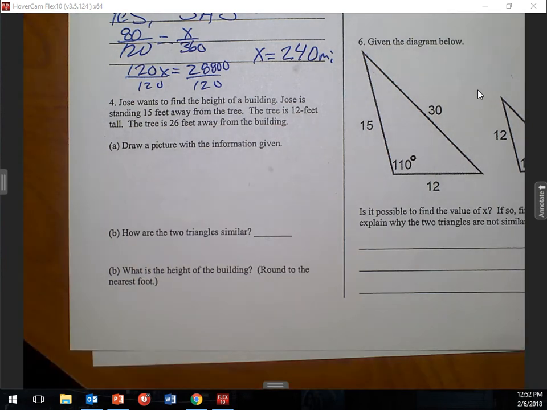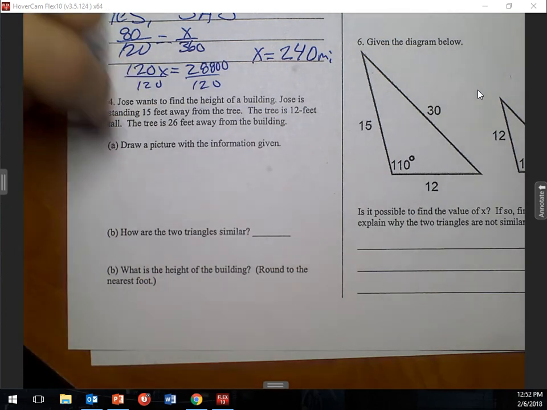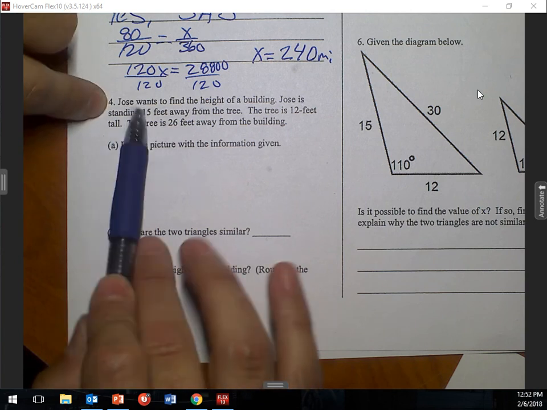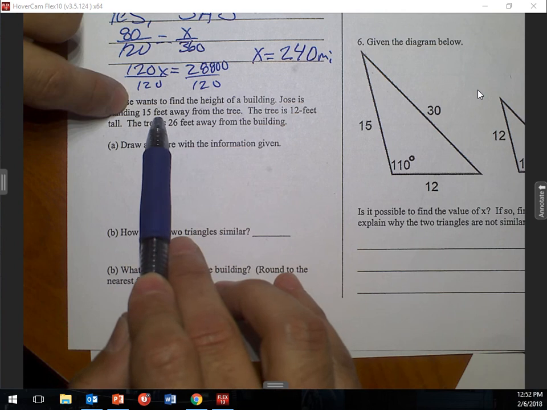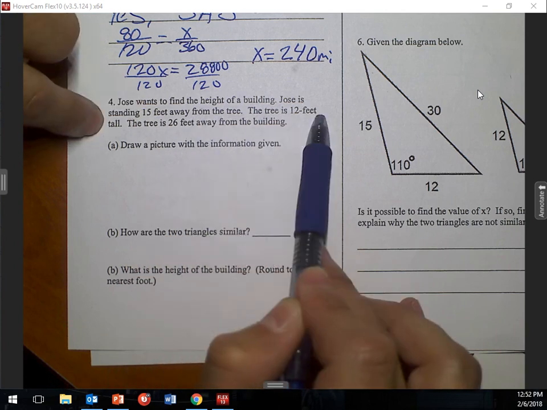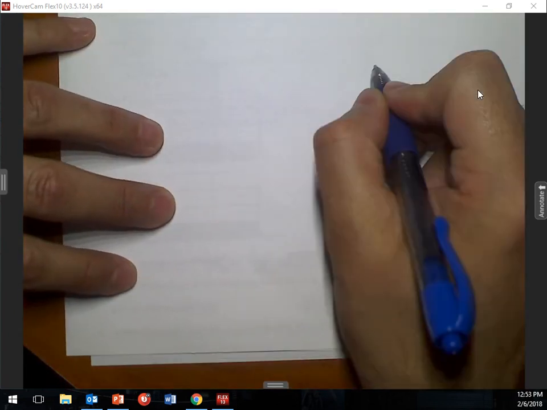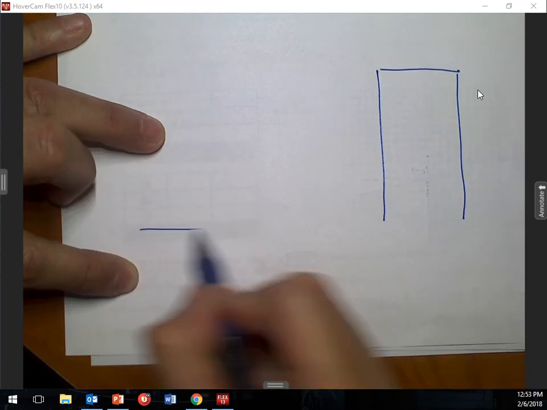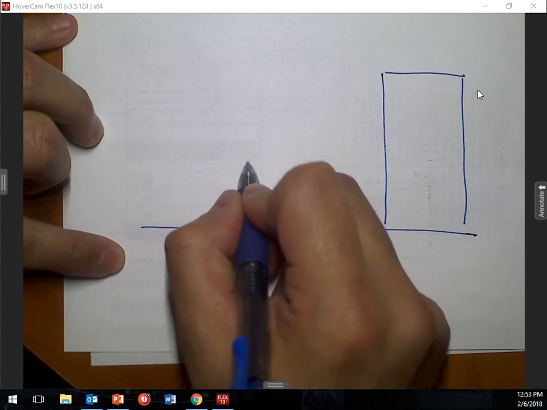Okay, you ready? So, for this one right here, I'm going to draw a picture off to the side, because I want to draw a bigger picture here. Jose wants to find the height of a building. Jose is standing 15 feet away from a tree. The tree is 12 feet tall. The tree is 26 feet away from the building. So I'm going to draw my building, and then I'm gonna draw a tree.